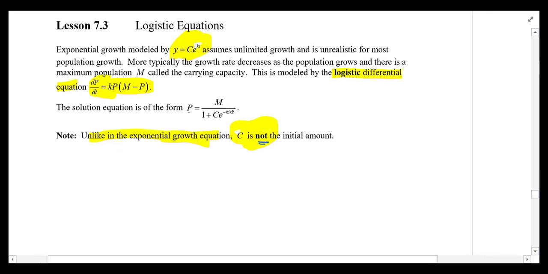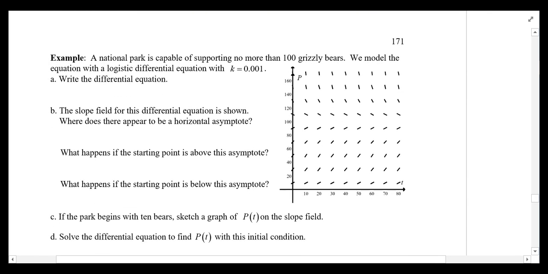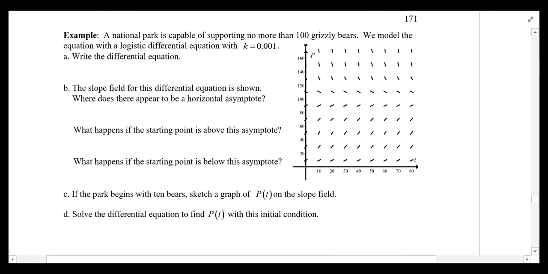Okay? So let's take a look at just one example, one huge example. It says a national park is capable of supporting no more than 100 grizzly bears, and we modeled the equation with the logistic differential equation with this k value of 0.001.